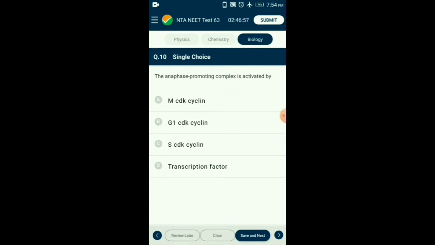In eukaryotes, multiple cyclins are present and each of which acts during a specific checkpoint in cell cycle regulation. Common classes of cyclins include G1-phase cyclins, G1-S-phase cyclins, S-phase cyclins, M-phase cyclins. M-phase cyclins form M-CDK complexes and drive the cell's entry into mitosis and act on the anaphase promoting complex. So the answer for this question is option A, M-CDK cyclin.